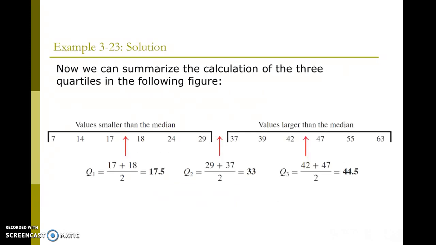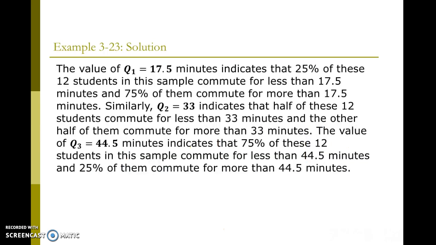Now we can look at a summary of all the calculations we did on the quartiles. It kind of makes sense. We have 12 pieces of data. If we divide that into 4 equal parts, there's 3 pieces of data for each part, which is what we have. So that makes sense.